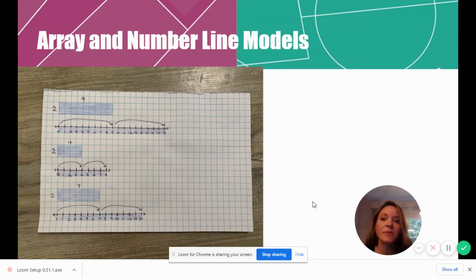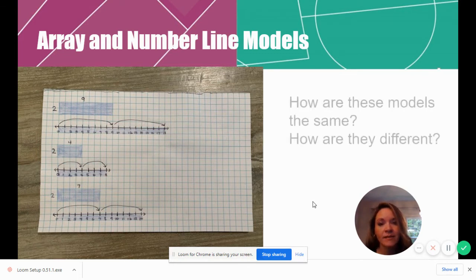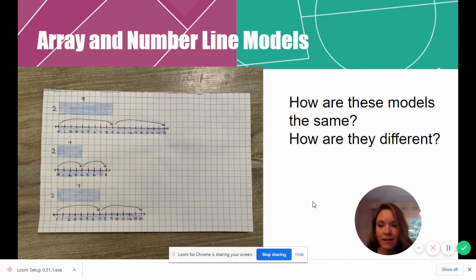Here are a couple of examples of multiplication facts represented as arrays and as number lines. We see the facts 2 times 9, 2 times 4, and 2 times 7. How are these models the same? How are they different? You may want to pause the video for a moment and share your ideas with someone.